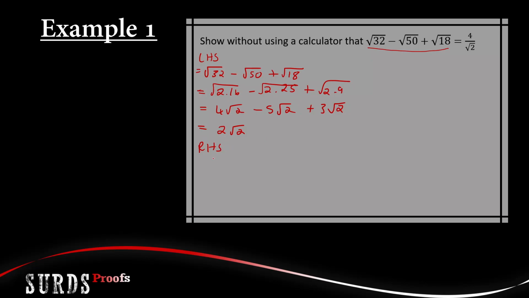So we have 4 over square root of 2, which we are then going to rationalize, multiplying both top and bottom by square root of 2. Then we have 4 square root of 2 over 2, which simplifies, if we cancel there, to 2 square root of 2. Okay, so we can now see that, therefore, the left-hand side is equal to the right-hand side, and that completes our proof.